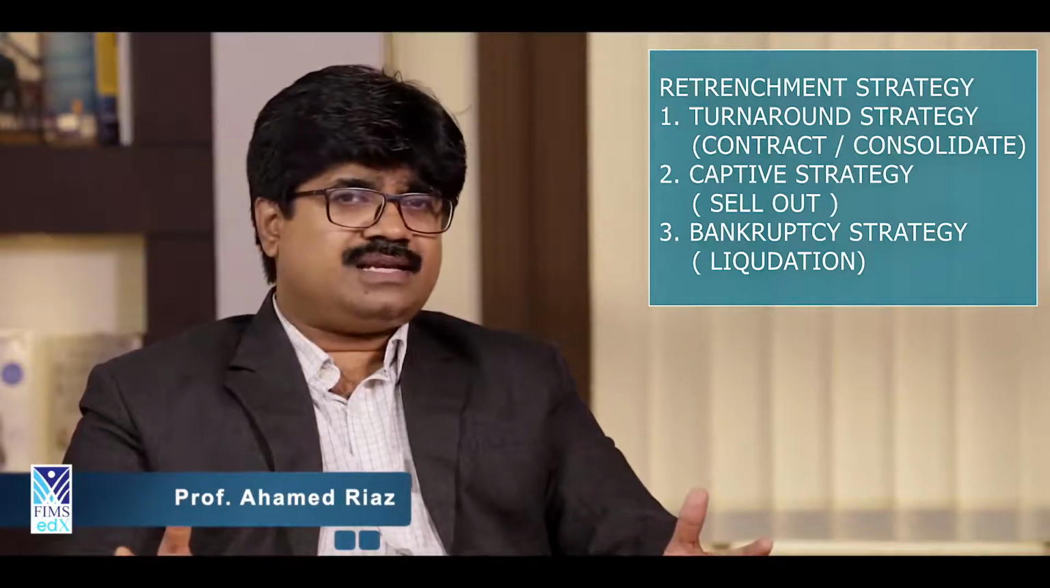So once again, let me consolidate what I told you. There are three types of corporate strategy. Number one is growth strategy. Number two is stability strategy. And number three is retrenchment strategy. If things are good, you go for a growth strategy. If things are not that good, you go for a stability strategy. And if things are really bad, you go for a retrenchment strategy.